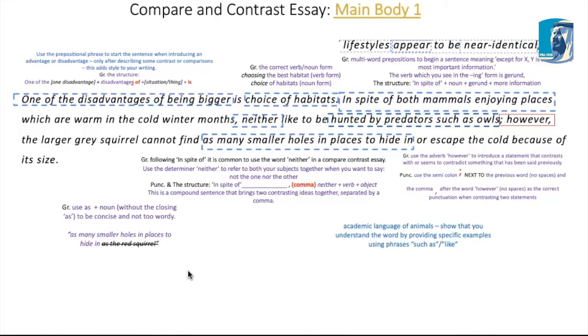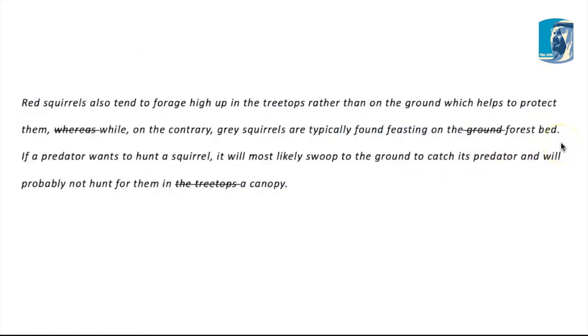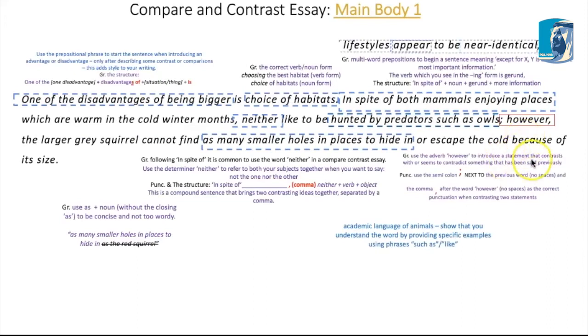So we know here that based on all the language that has been written in the previous sentences, that squirrel can't find as many small holes as places to hide in as who? As the red squirrel. So this is implied into the language. It's fine to cut it off, just to make sure you're not too wordy and you're concise. And then you've got this additional language, or escape the cold. And then we've got this language of because of. And this because of is a good way of bringing in reasoning.